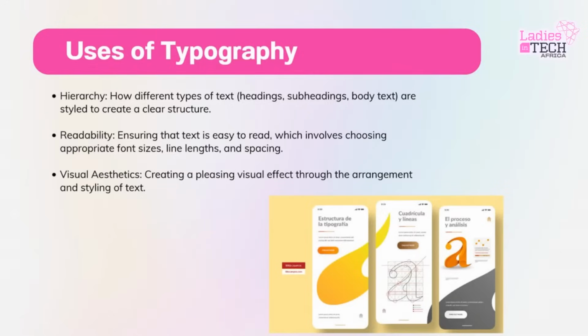This is how different types of text, headings, subheadings, body text are styled to create a clear structure. In the image we can see the heading is big, the body text is small, the text in the button is small. If all of them are big, it will be difficult to even differentiate. Everything will just be everywhere. So there's a hierarchy: let me first read the subheading, let me read the text, let me read the button, and then the colors are just guiding.